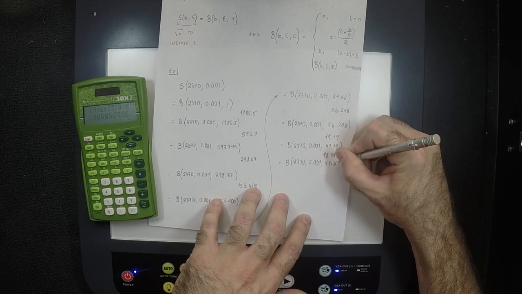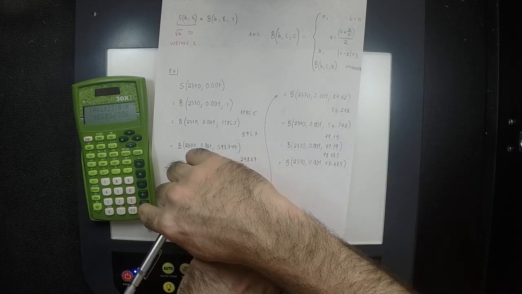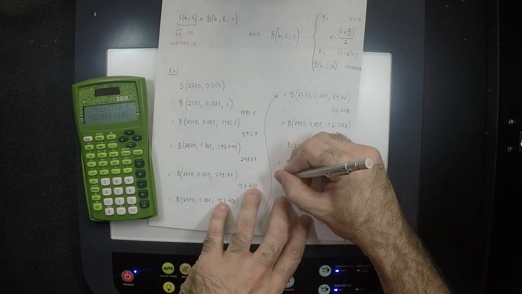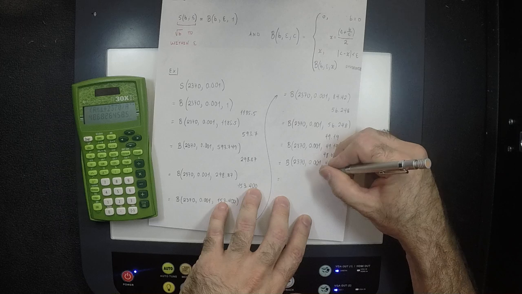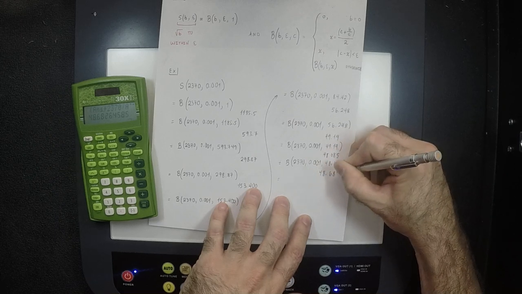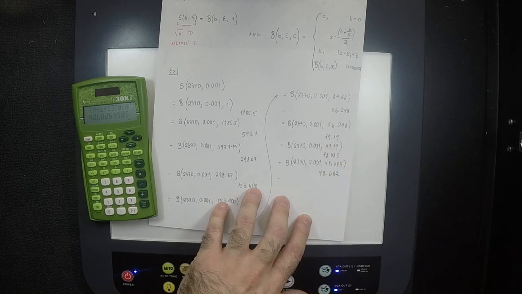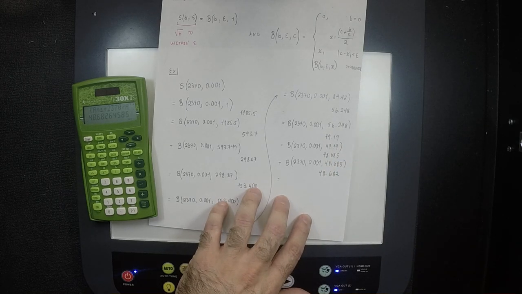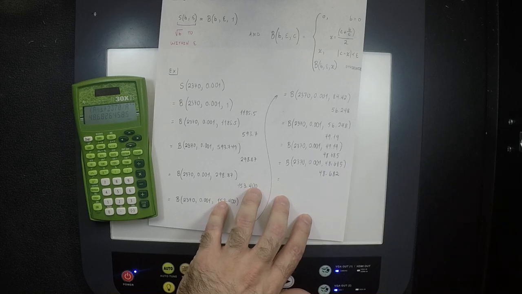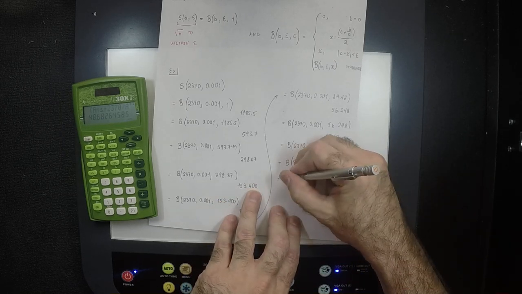Almost there. Did we make it? Nope, one more after this, because the guess was 48.682. Right? We're almost there, this is 0.003. Okay.